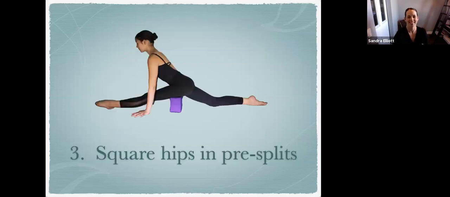Number 3 is the square hip splits, those dreaded square hip splits. It's so hard for some dancers to buy into the benefit, but I want to really encourage you to keep up that tough love and keep at it.